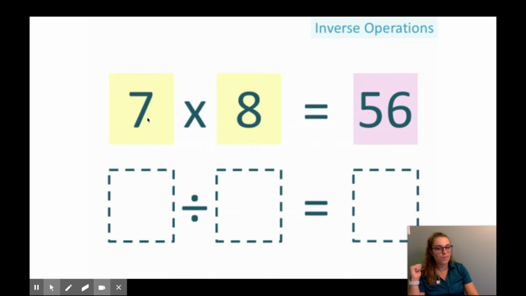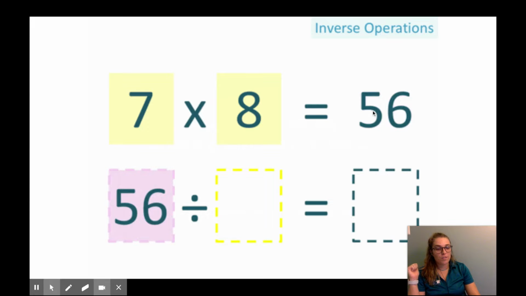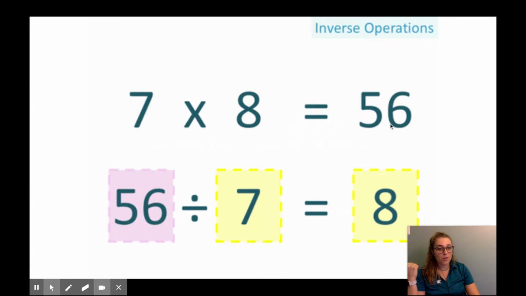Let's watch it one more time. 7 times 8 equals 56. Well, 56 split into 7 groups equals 8.